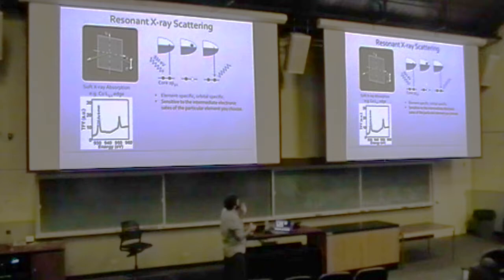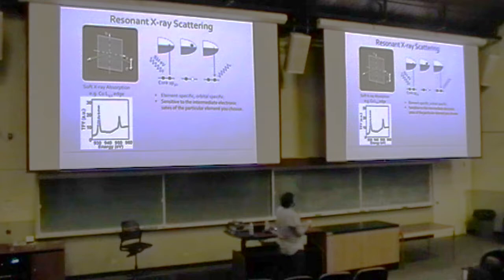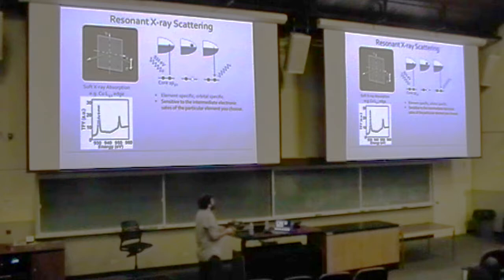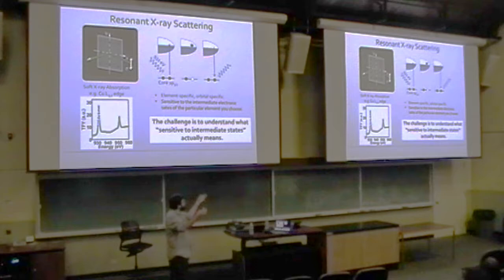And in this intermediate process, because of the core hole, you're really stuck to measuring this copper atom. But you're also sensitive to these intermediate electronic states of the particular elements you chose. And so people will say this is a technique that's sensitive to those valence electrons through these intermediate states. Okay? The challenge is then to understand what sensitive to these intermediate states actually means.